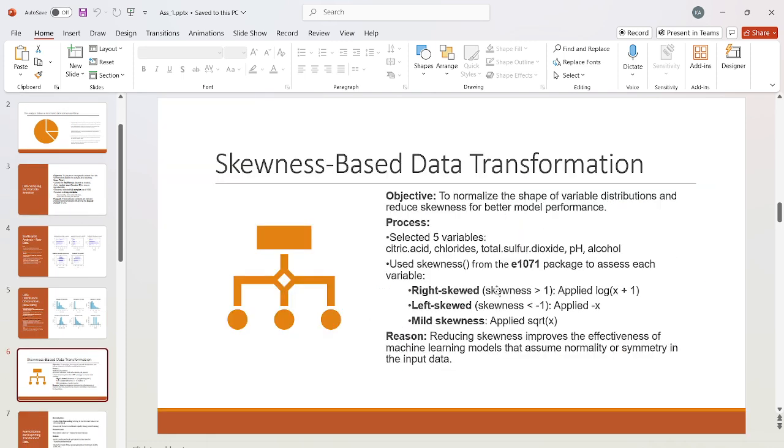Skewness based data transformation. To make data suitable for modeling, I checked the skewness values using R's e1071 package. I transformed highly skewed variables with the log or negative transformation and used square root for mild skewness. This step helped improve model accuracy by making the data more balanced.